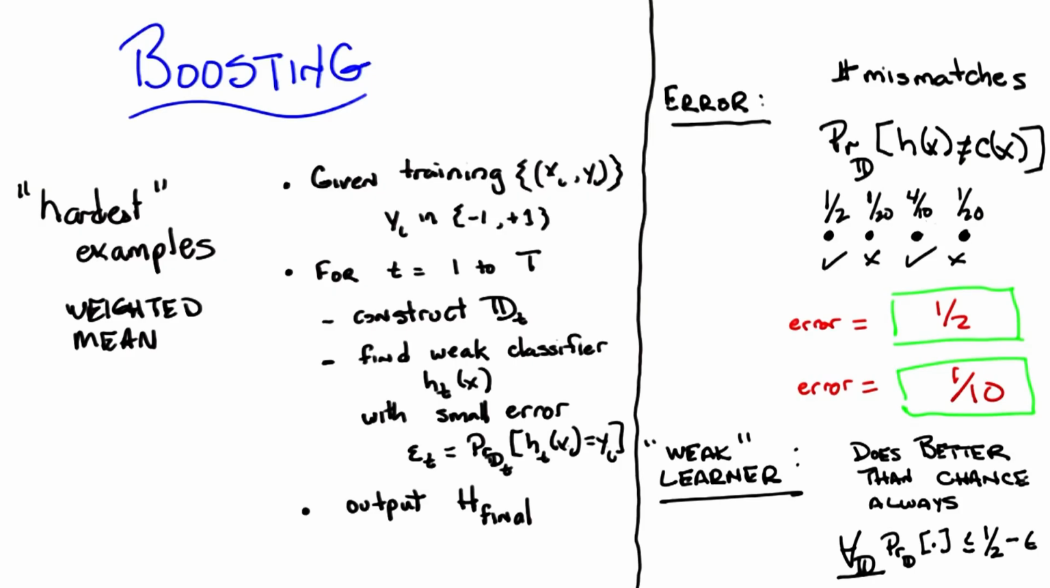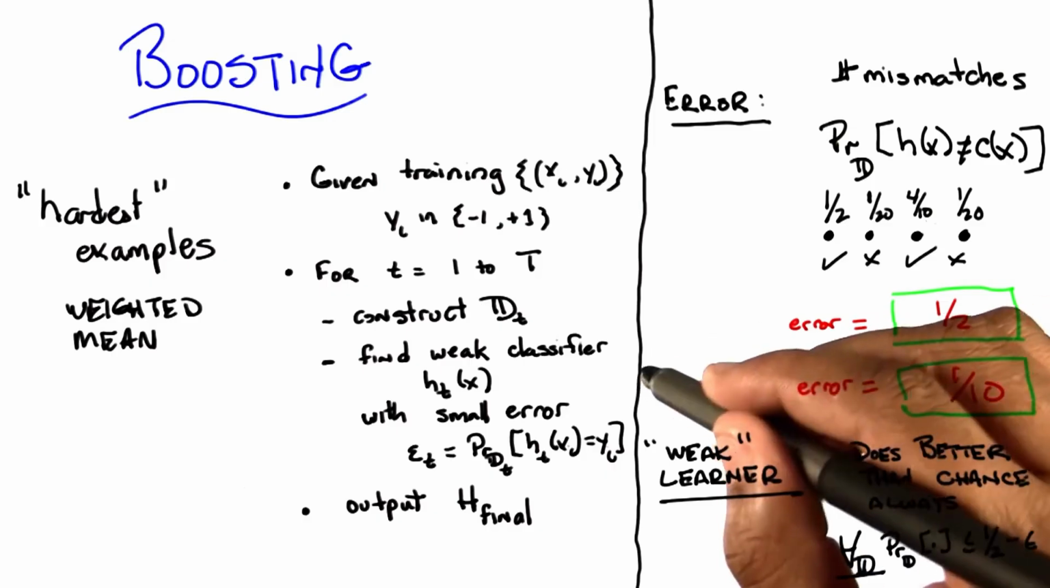Given that distribution, I want you to find a weak classifier. I want your weak learner to output some hypothesis. Let's call that H sub T, the hypothesis that gets produced at that time step. And that hypothesis should have some small error. Let's call that error epsilon sub T, because it's a small number, such that it does well on the training set given the particular distribution.